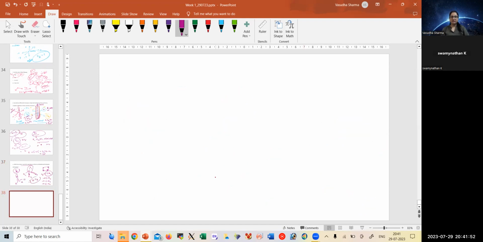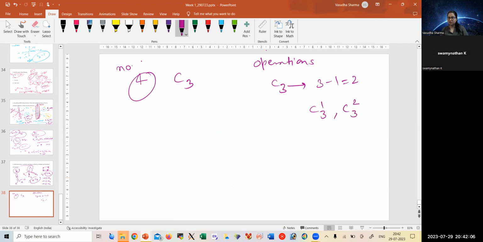Now we know the number of C3 axes we found is 4. How many operations will one C3 give? One C3 will give 3 minus 1, that is 2 operations, which are C3^1 and C3^2. So if one C3 is giving 2 operations, 4 C3s will give how many? 8. Therefore, 8 C3 operations are there in tetrahedral.